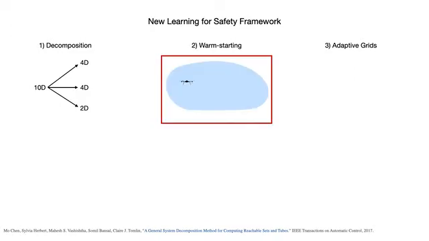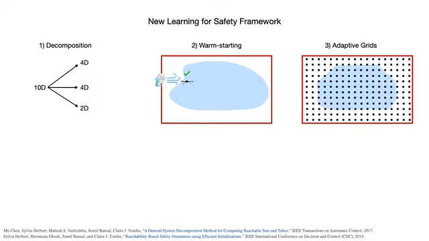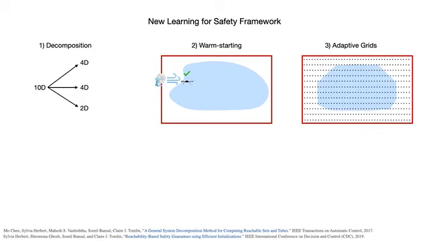The second method is warm starting. Here we update the safe set directly instead of restarting the computation. The result is guaranteed to be either exact or conservative. Finally, we employ the notion of adaptive grids. An initial fast update can be done over a coarse grid. This grid and set can then be refined. This also produces exact or conservative results.